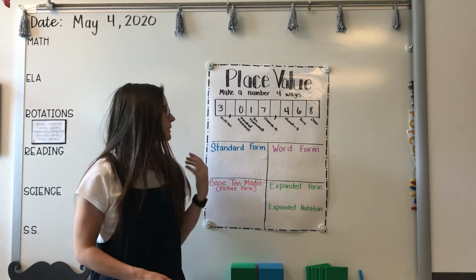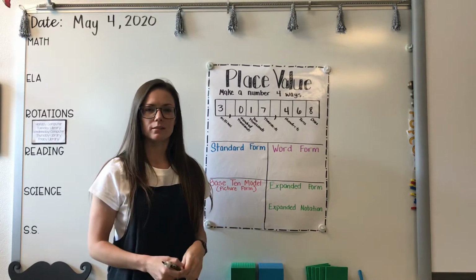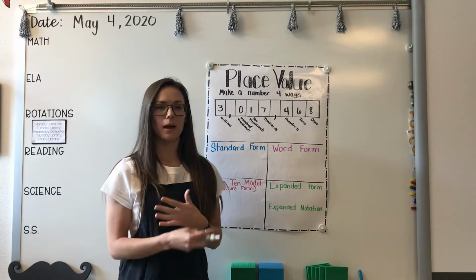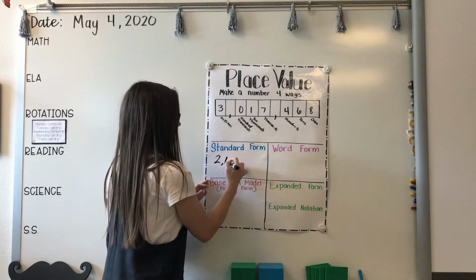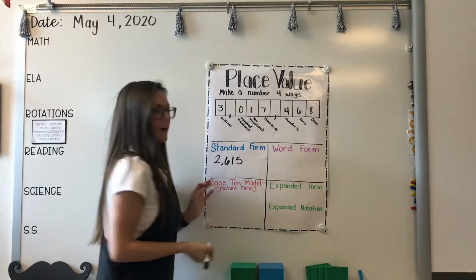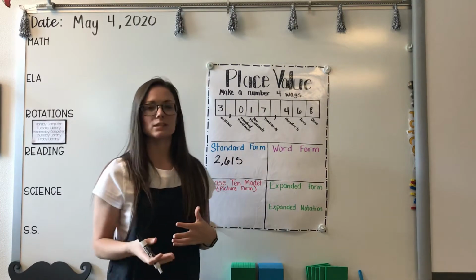One of those ways is with standard form. If I wanted to write the number 2,615 in standard form, I would just write the digits. I would write a 2, 6, 1, and a 5. Don't forget your comma. This is standard form. You're just doing the digits here.